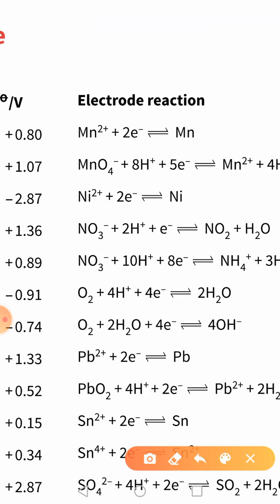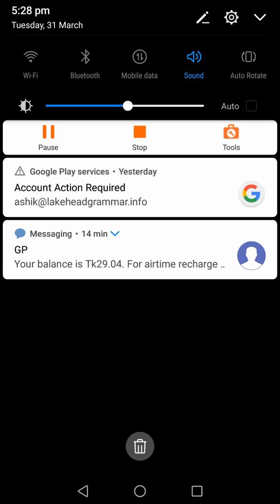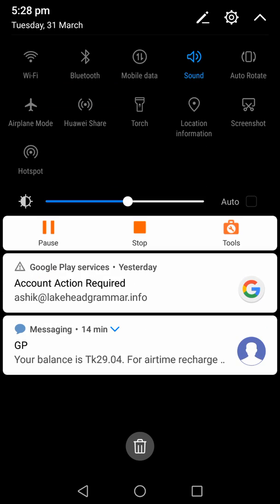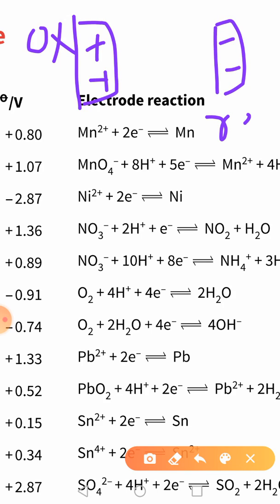The anode is the electrode where oxidation occurs, the positive electrode, and the cathode is the electrode where reduction occurs, and the cation is positive, so the cathode is negative, okay. So let me draw an anode over here, and let me draw a cathode over here. In the anode, oxidation of an ion occurs, and in the cathode, reduction of an ion occurs, okay.